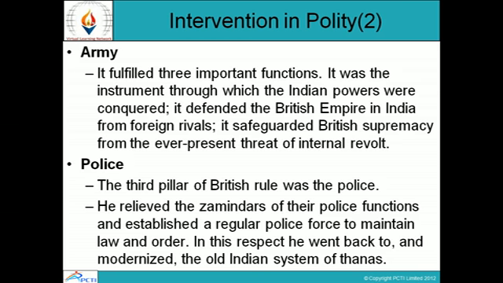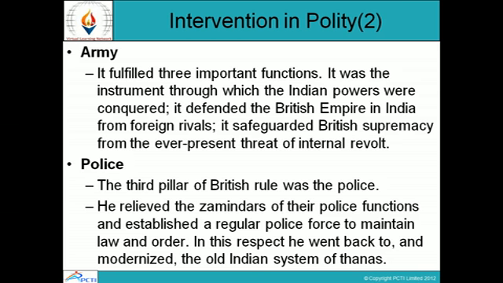They safeguarded British supremacy, the East India Company, from internal as well as external revolt. If any external threat came, they used to safeguard against foreign rivals, as well as against any internal revolt against them. The British Army saved them and defended the British Empire.